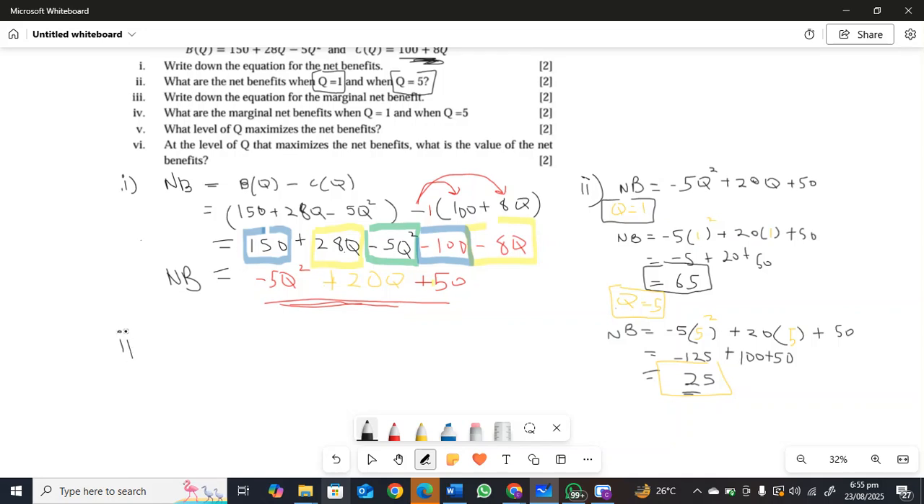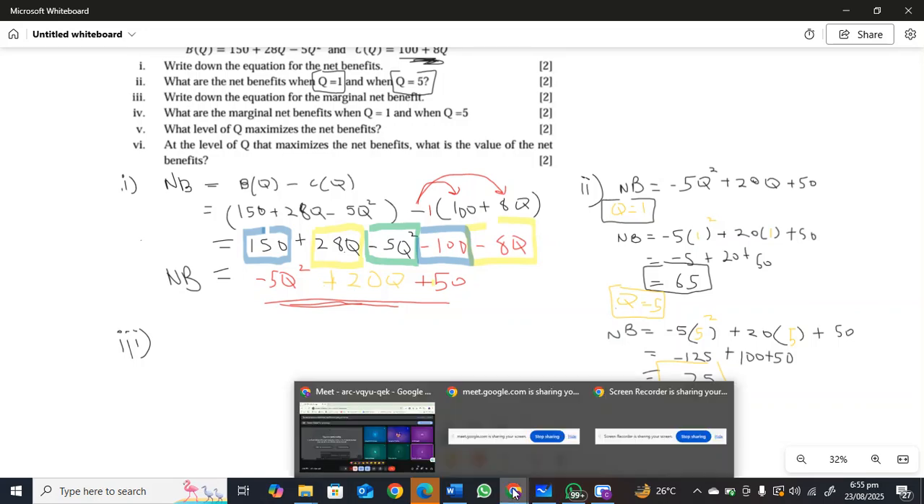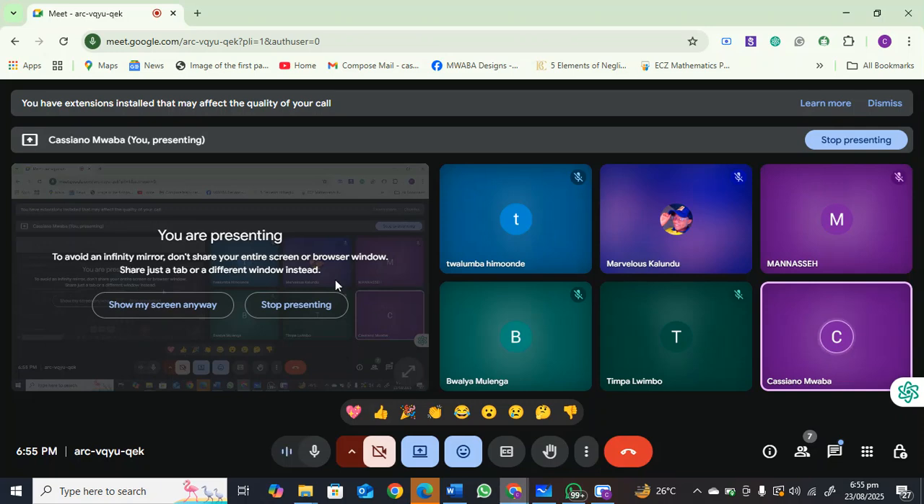Colleagues, how many of us are conversant with differentiation? Because you're going to see a lot of differentiation in this course. Madam Marvelous, are you conversant with differentiation? Madam Mulenga? Madam Timpa? Mr. Manasseh, I remember you're good with differentiation. Mr. Himonde, you're good. Yes. Madam Marvelous, are we okay with differentiation? Madam Walia.